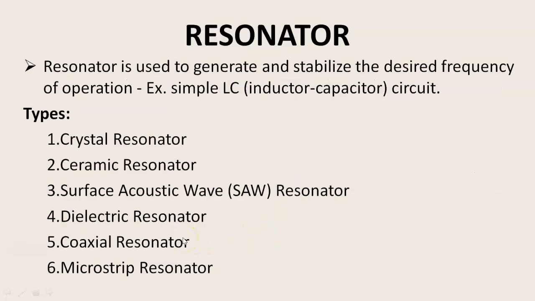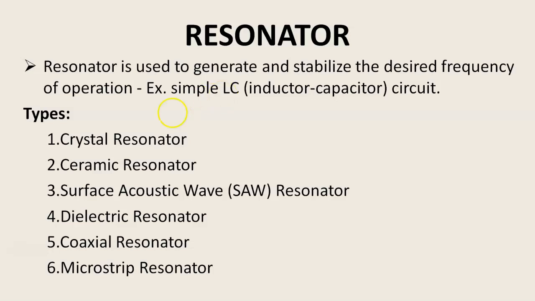Next, resonator. In RF transceiver, a basic resonator is used to generate and stabilize the desired frequency of operation. In the field of electronics, a basic electronic resonator can be a simple LC circuit. It is also known as a tank circuit. The combination of inductor and capacitor creates a resonance circuit that can store and release energy at a specific frequency.